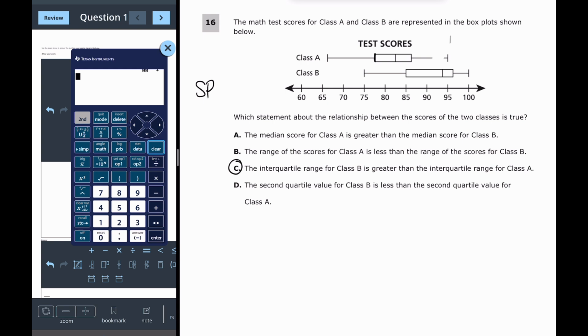Okay? And again, we're looking to see which one has everything true. So the answer for this one is C, the interquartile range for B is greater than A. And for B, my IQR is going from somewhere between here to here. It's kind of hard to see the numbers, but just looking at it, this is smaller than B. B is just bigger. So I know this is bigger than that one. So that is what makes it true, even though the numbers are kind of hard to look at.